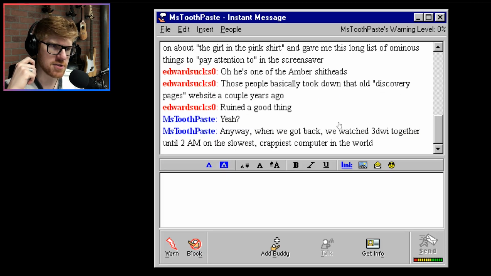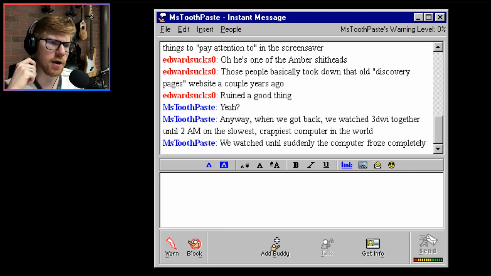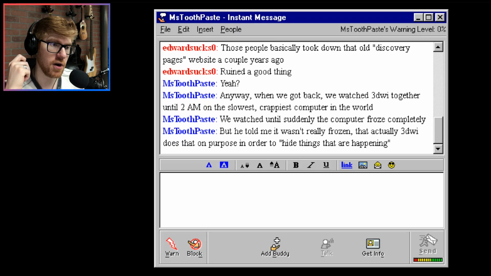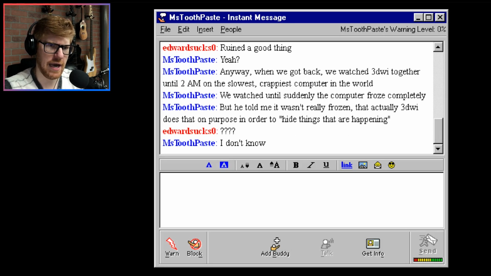When we got back, we watched 3D Wii together until 2 a.m. on the slowest, crappiest computer in the world. We watched until suddenly the computer froze completely. But he told me it wasn't really frozen, that actually 3D Wii does that on purpose in order to hide things that are happening? Huh? I don't know.